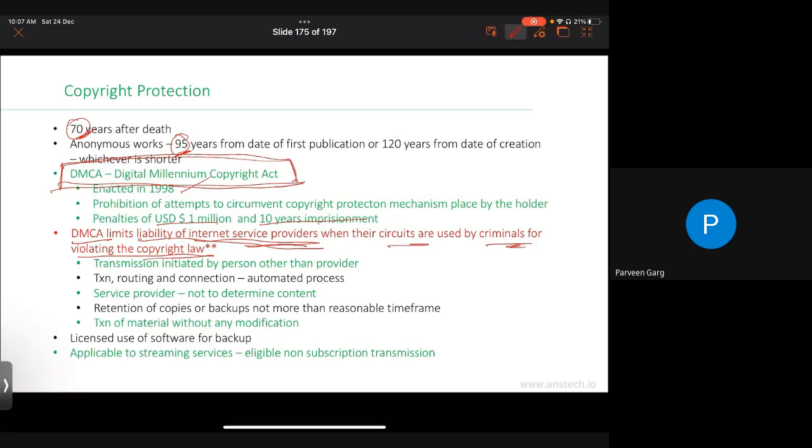But this law, the copyright protection law, is applicable only in the US and not in India. Please remember that. But this does get asked. DMCA does get asked. So, Digital Millennium Copyright Act.